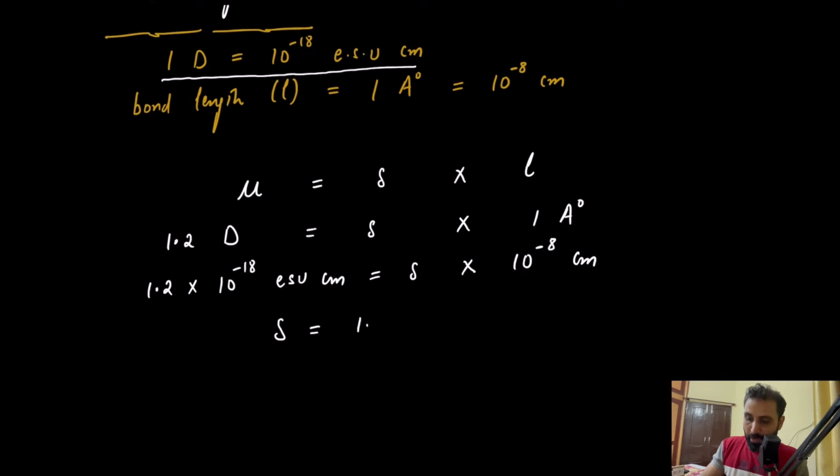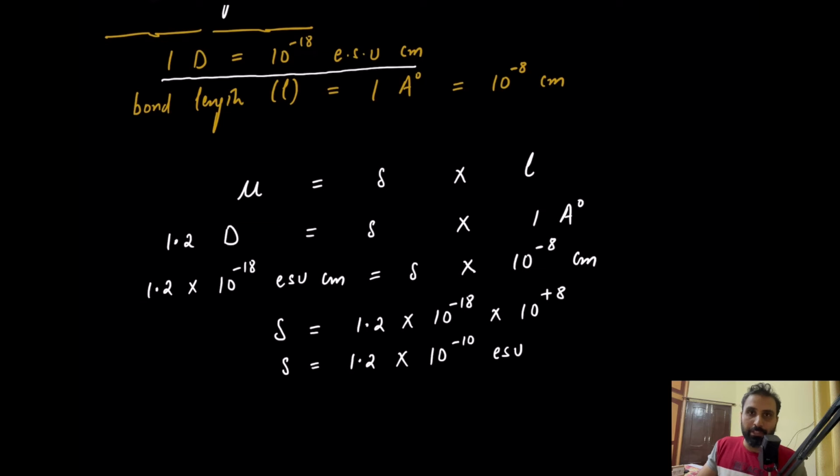From this point, we have to evaluate the magnitude of the charge, that is delta, and it comes out to be 1.2 into 10 to the power minus 18 into 10 to the power plus 8, which comes out to be 1.2 into 10 raised to power minus 10 electrostatic units. So from the formula of dipole moment, we got the magnitude of charge. So we got the value of delta.